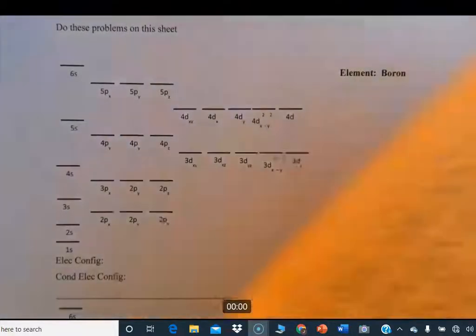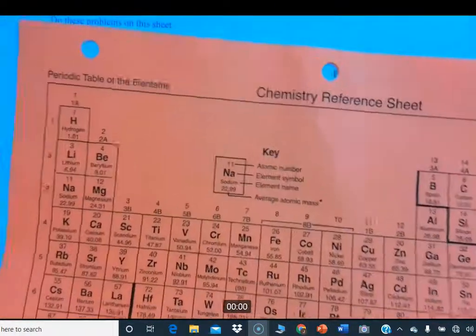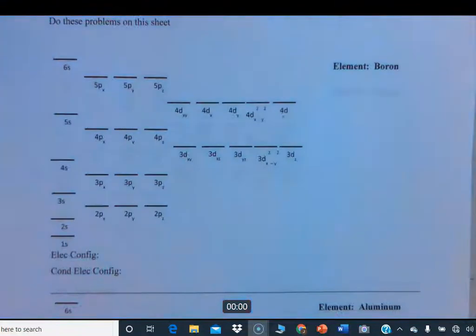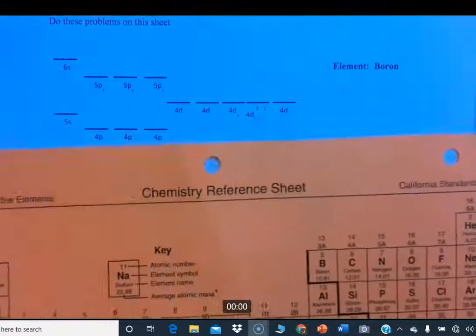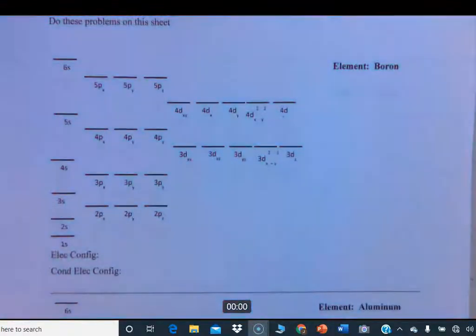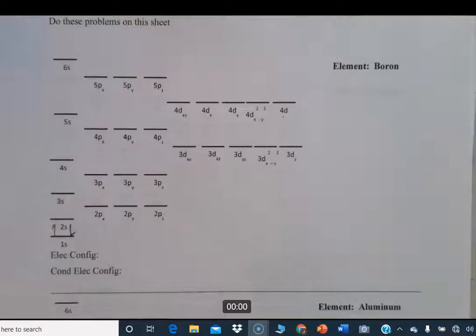This is boron. So on the periodic table, it's the third element over in the second row. So the first two electrons represent hydrogen and helium in the first orbital, first row. So you put an up arrow and a down arrow. The fact that they're opposite directions is called the Pauli exclusion principle, because they have to have opposite spins to be in the same subshell.